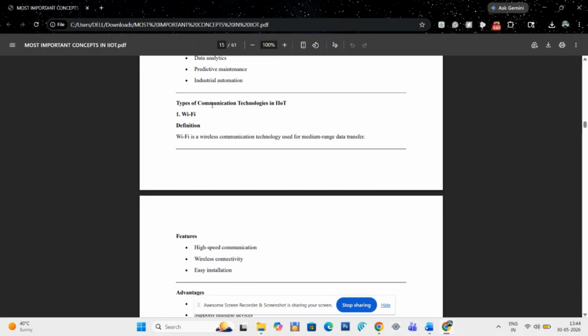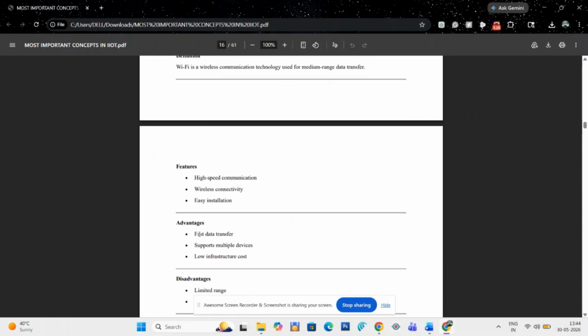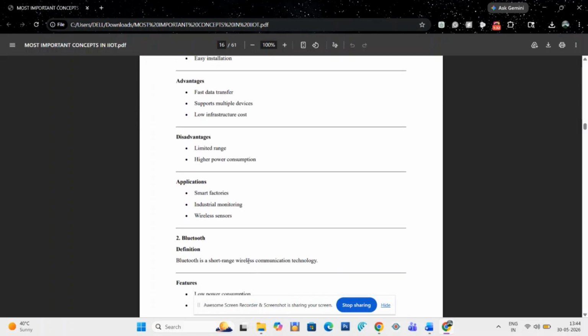So the types of communication technologies in IoT. First is Wi-Fi. What is Wi-Fi? Wi-Fi is a wireless communication technology used for medium-range data transfer. The features of Wi-Fi are high speed communication, wireless connectivity, and easy installation. The advantages of Wi-Fi are fast data transfer, support for multiple devices, and low infrastructure cost. The disadvantages of Wi-Fi are limited range and higher power consumption. The applications of Wi-Fi are in smart factories, industrial monitoring, and wireless sensors.